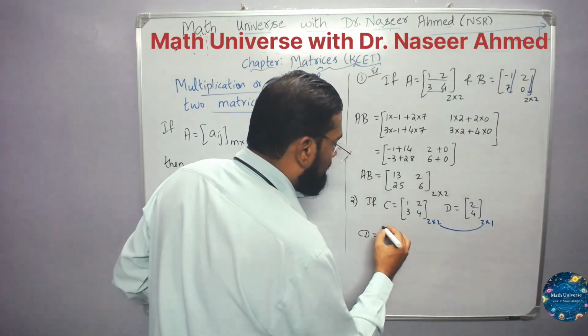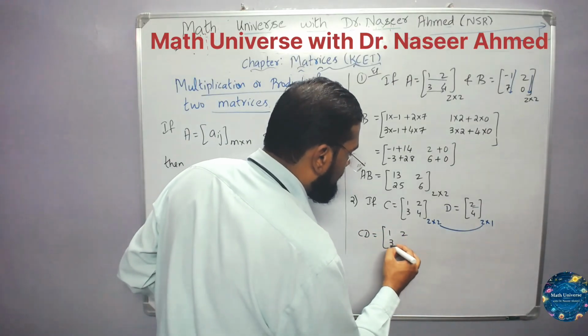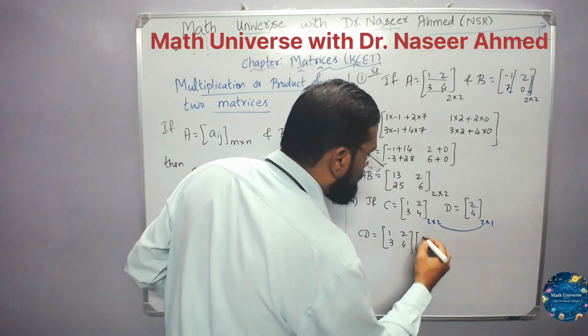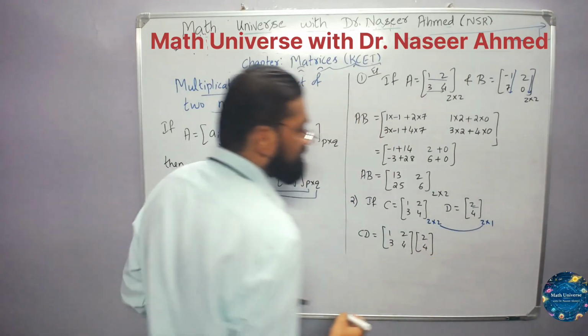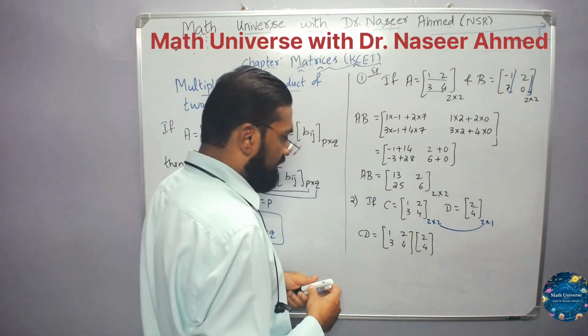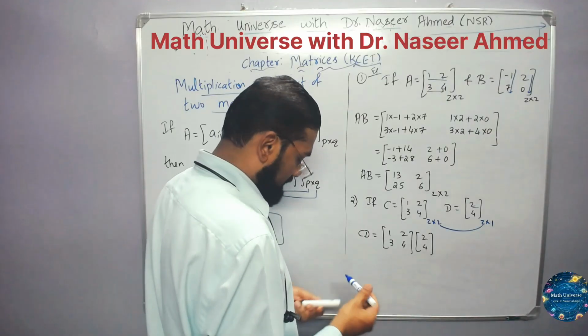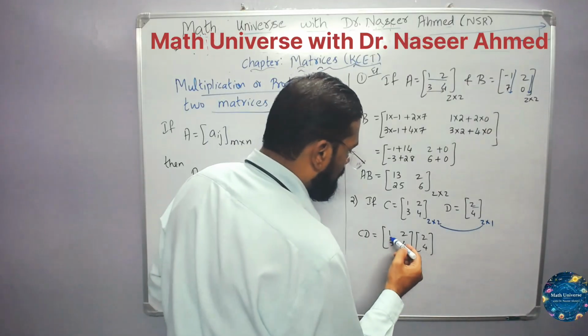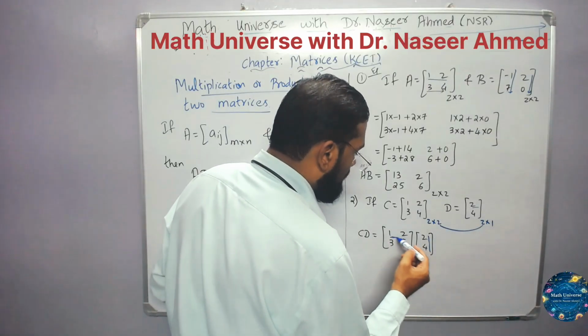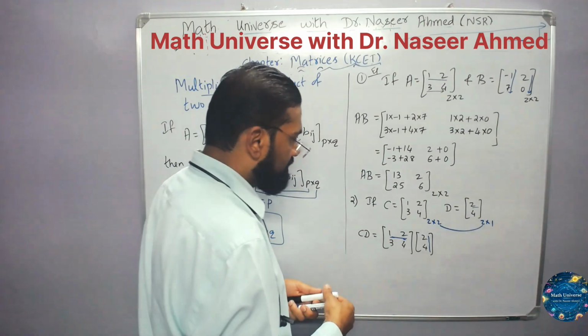Now let us perform multiplication, C into D. What is C? 1 2 3 4. What is D? 2 and 4 here. Now let us perform multiplication. Here, row versus column, we have to go ahead. This is the row, right? So if I perform row versus column, see carefully.